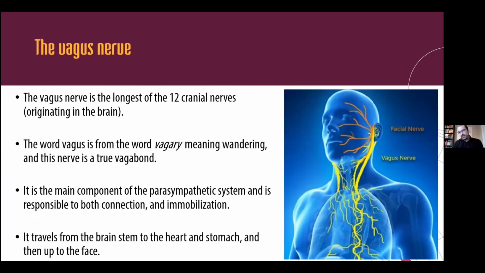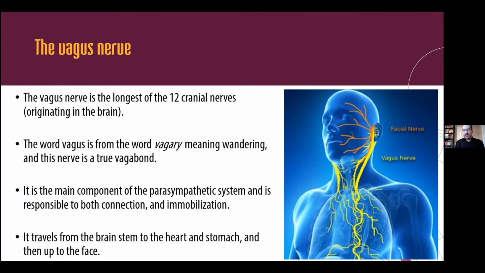Now, when we talk about the polyvagal theory, we have to talk about the vagus nerve, because that's the most important part of the polyvagal theory. The vagus nerve is the longest of the 12 cranial nerves. When I say cranial nerve, I mean the nerves that originate in the brain. The reason that it's called the vagus nerve is because it comes from the word vagary, which means either traveling or wandering. And because that nerve is really long, it travels to so many different places in our body, from the brainstem to the heart, to the diaphragm, to the digestive system, and to the face, and so forth.